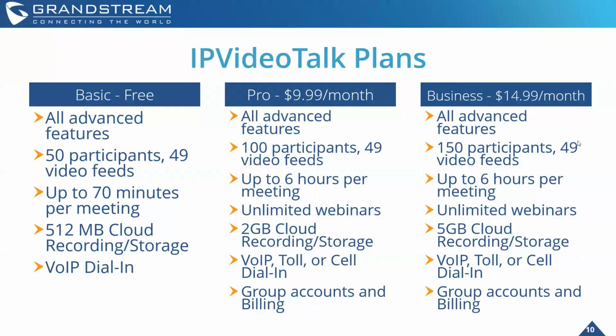With the Pro plan, that's $9.99 a month, a very easy, straightforward payment. You have all these advanced features. The amount of participants goes up to 100, up to 6 hours per meeting, and you actually have access to unlimited webinars starting with this plan. 2 gigabytes of cloud recording and storage, and your call-in options goes from just VoIP to also toll or cell phone dial-in. You also get group accounts and billing options as well.